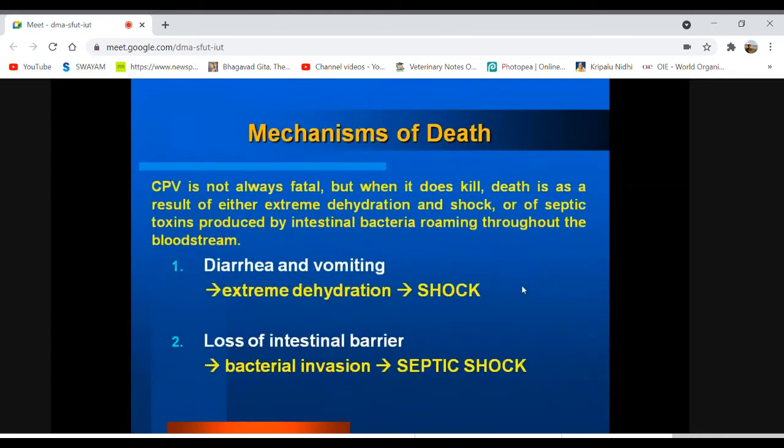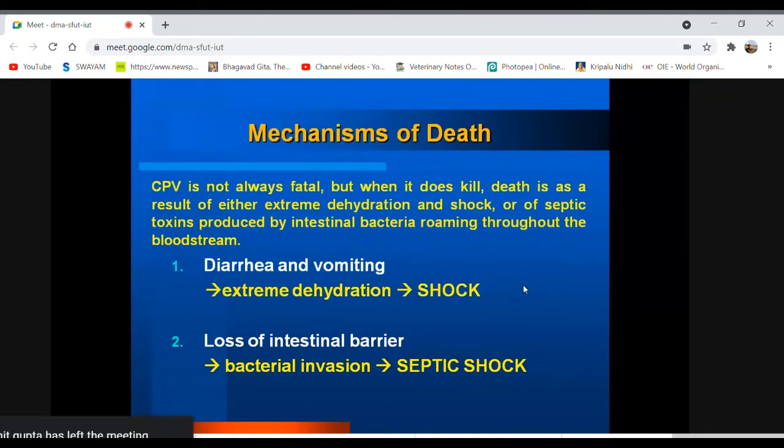So if you are asked what are the mechanisms of death in case of parvovirus infection, as I was talking about, this severe, highly fatal disease: as I have already mentioned, diarrhea is one thing, and the vomiting. Because of this severe diarrhea and vomiting, maybe bloody or without blood also, the animal used to suffer from extreme dehydration, and because of that, what will happen? They will get shock.